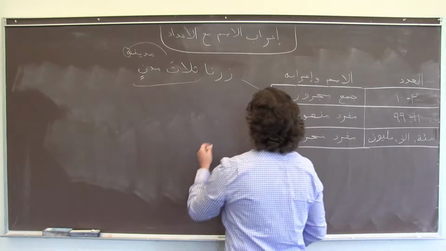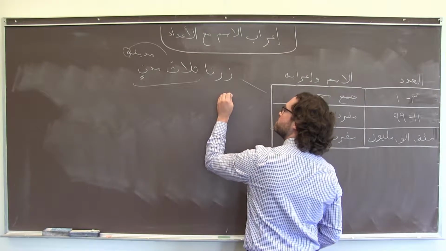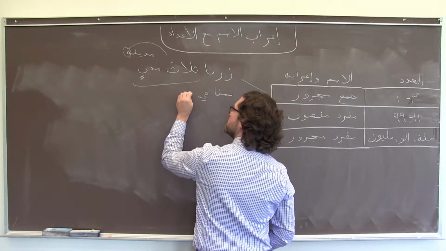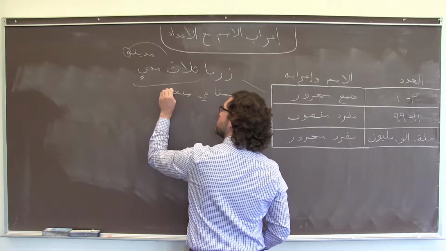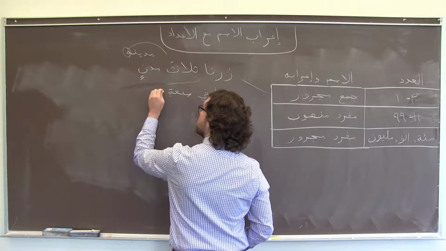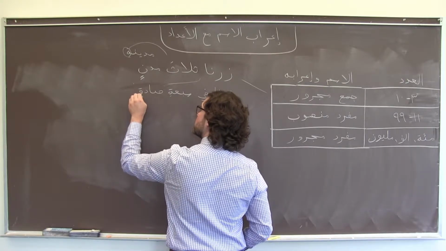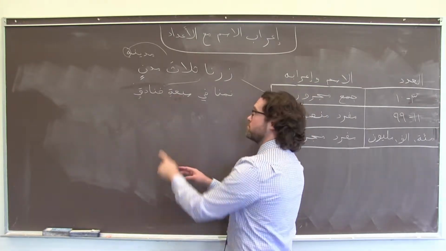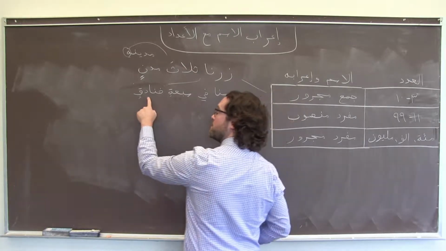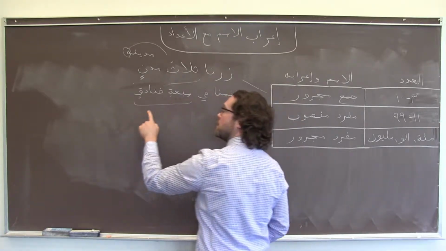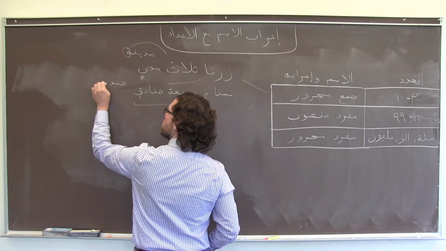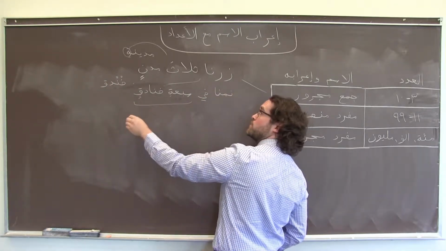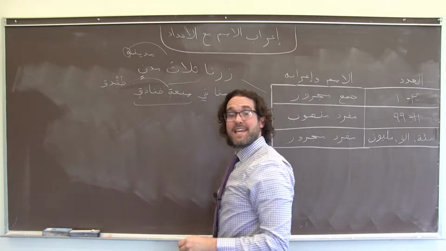We could say we slept in 7 hotels. نمنا في سبعة فنادق. Here, سبعة is majroor because it comes after a preposition, and then fanadiq is the second term of our idafa, and because funduq, the singular noun for hotel, has no ta marbuta, sab'a is going to take it.